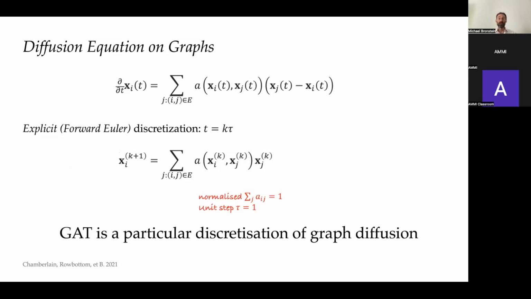If I rearrange the terms a little bit, what you surprisingly find is that you can interpret graph attention networks, that we've seen with Petar, as a particular discretization of this graph diffusion equation. So what we call attention is actually a diffusivity function that is normalized in a special way. Okay, and no nonlinearity in this case, and a unit step size.